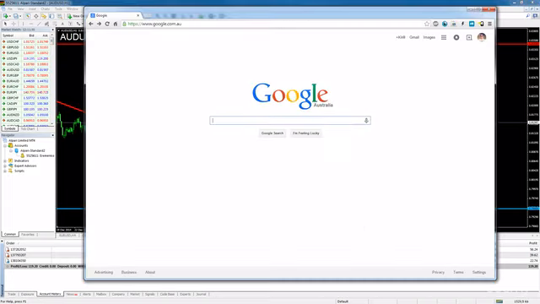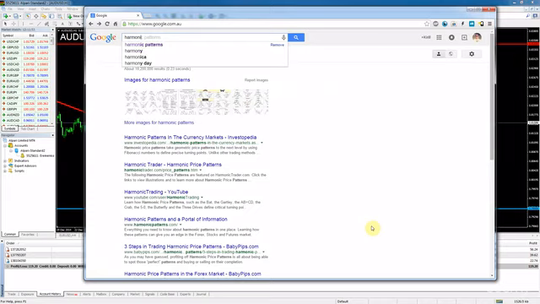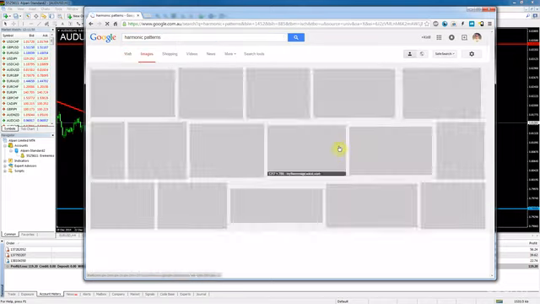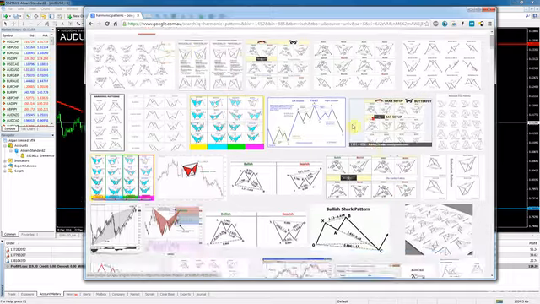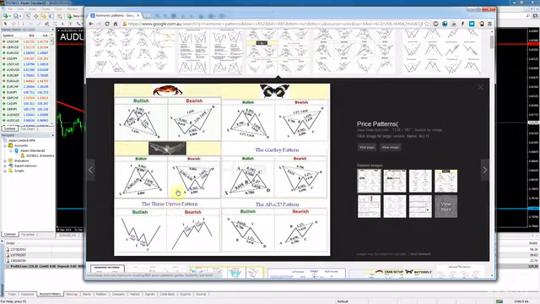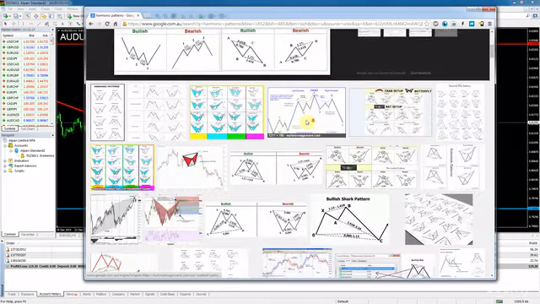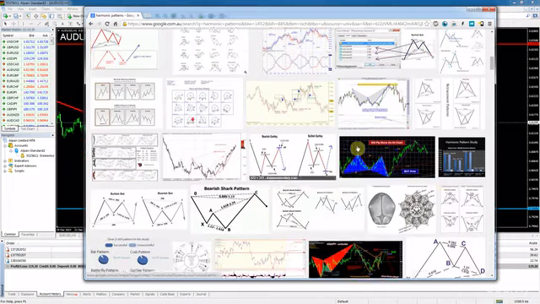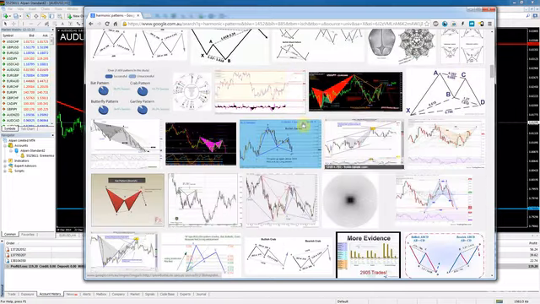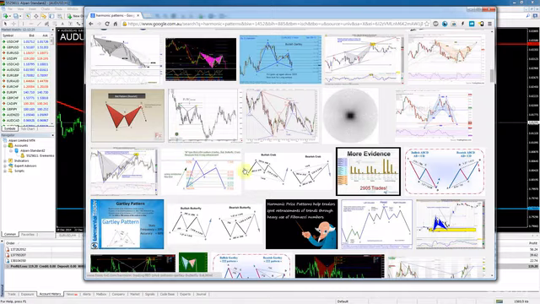If you go to Google and type in harmonic patterns, and then go for the images just to see them, you can find a lot about these harmonic patterns. For instance, here is a good summary of the 6 harmonic patterns: the crab, the butterfly, the bat, the Gartley pattern, the 3 drives pattern, the ABCD pattern. If you scroll down here, you'll see that there's a lot of examples, a lot of analytics around them, and a lot of good explanations.